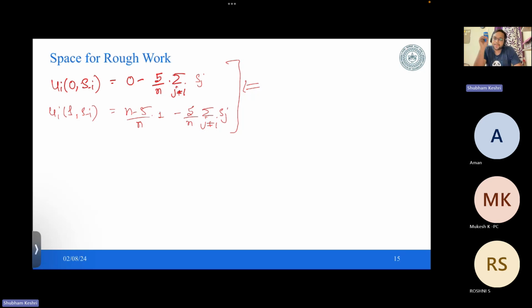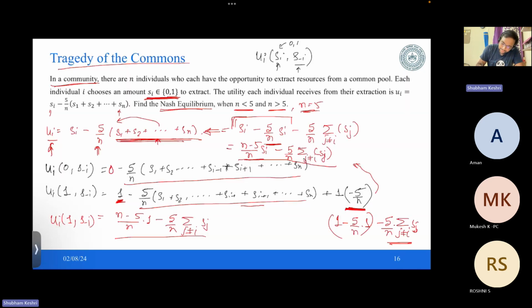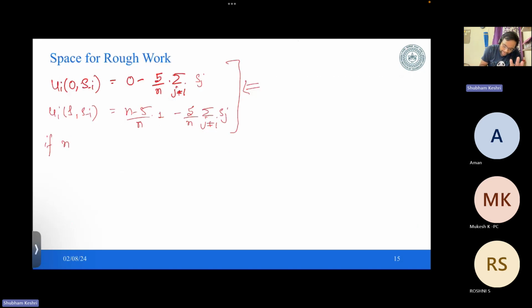Now you have to obtain the best response of each player, and then we'll see what is the intersection of those best responses. All right. Now over here, you see when 5. So we'll take this division. N is greater than 5 and n is less than 5, and then it will be more clear. All right. So first, if n is less than 5, when n is less than 5. So you see when n is less than 5, so this will be negative. The first, so I'll just write 1 and 2.